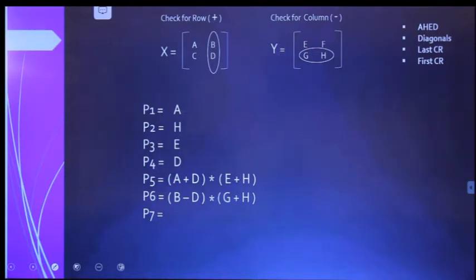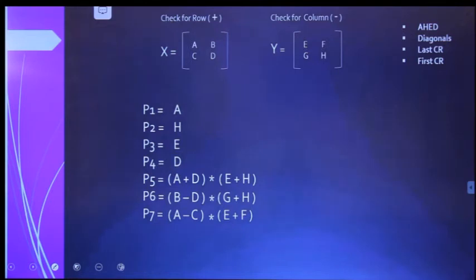Then we will consider our next point, that is first CR. First column of X is AC. Since it is a column, we will write A minus C, and first row of Y is EF. Since it is a row, we will write E plus F. We have completed P5, P6 and P7. Now we have to complete P1, P2, P3 and P4.